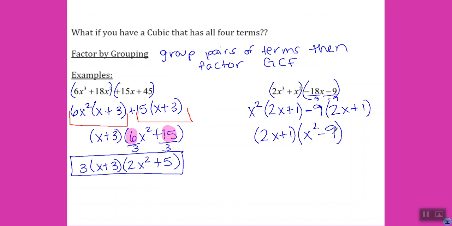But wait, that's a difference of perfect squares. We know how to factor that. So that would factor to x minus 3 and x plus 3, and then bring down my 2x plus 1.